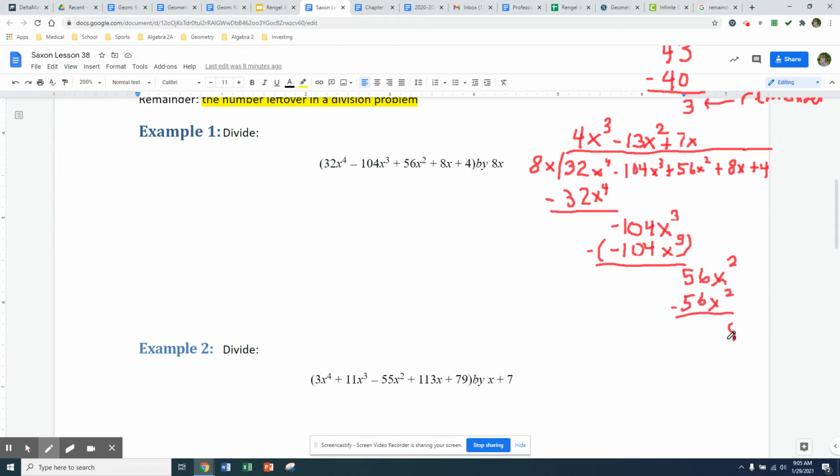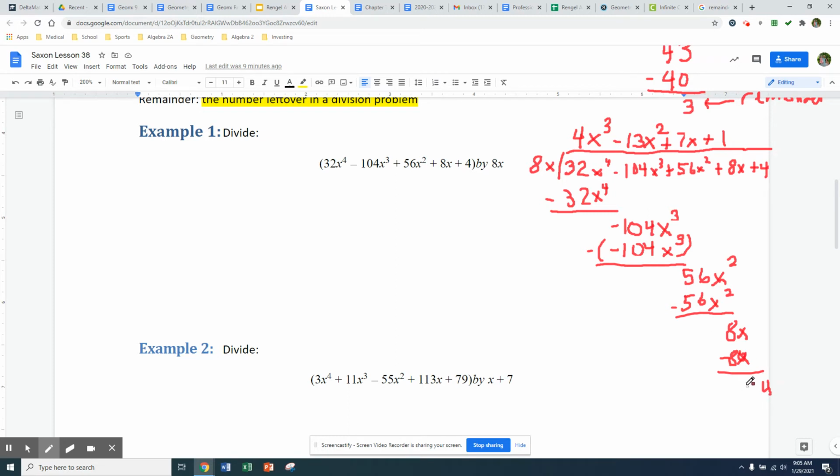Bring down our next 8x. And what could I multiply 8x by to get to 8x? That's going to be 1. 1 times 8x is exactly 8x. Oops, 8x. Subtract that out. Bring down our 4.